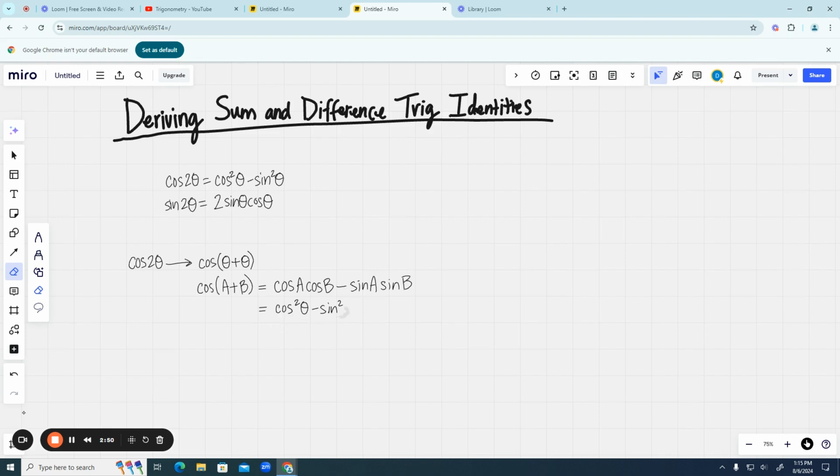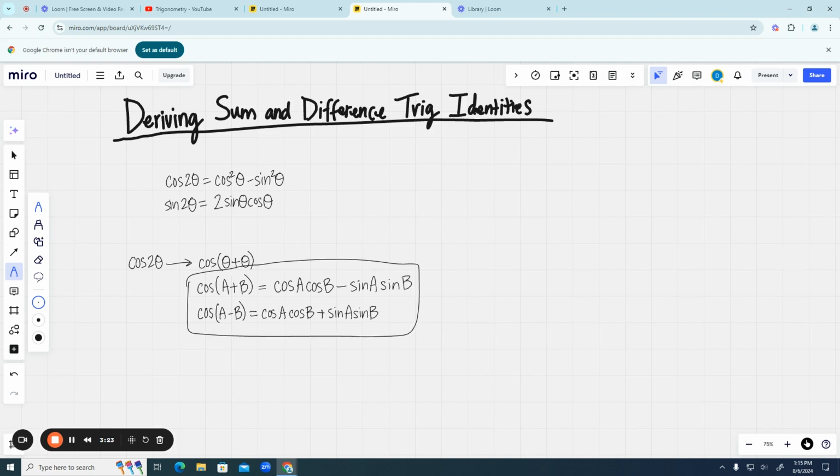But this is the formula right here. I was just showing that it equals that. But this is the first one. So then for the second one, the difference one for cosine, we'll have A minus B. All you have to do is just change the sign in between them. So those are your identities, sum and difference identities for cosine.